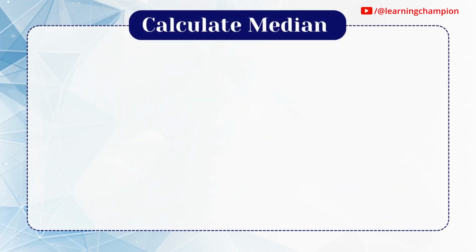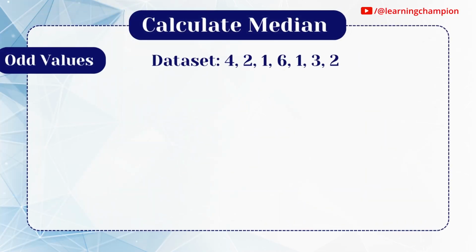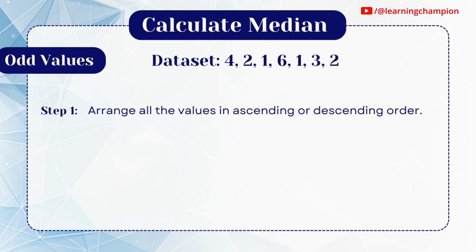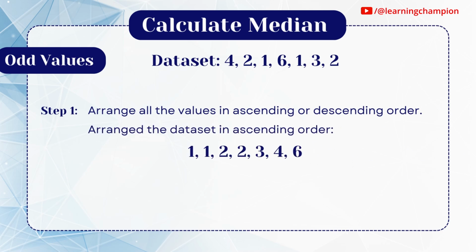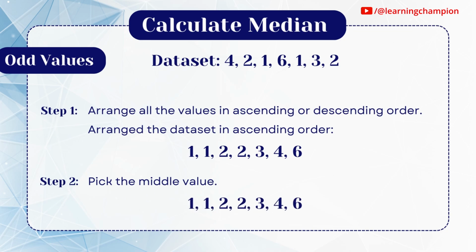Let's see how to calculate the median of this dataset, which has an odd number of values. As you can see in this dataset, we have 7 values. Step 1 is to arrange all the values in ascending or descending order. We have arranged the dataset in ascending order. Step 2 is to pick the middle value. Since the dataset has an odd number of values, middle value is 2 at the 4th position. Hence, the median is 2 for this dataset.